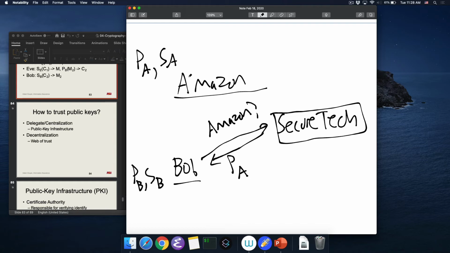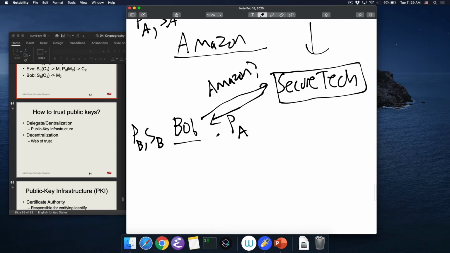So this would be like a centralized model. This is kind of the most central, where you have one entity in the middle. It seems a little bit crazy to at least have everyone make requests to this SecureTech. So how can we take them off of the loop? Yeah. Sign sent public keys with SecureTech.